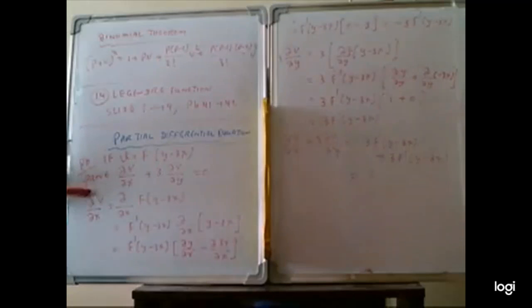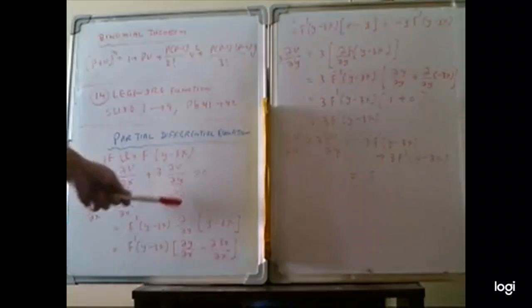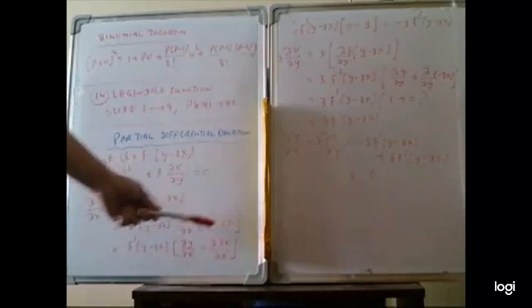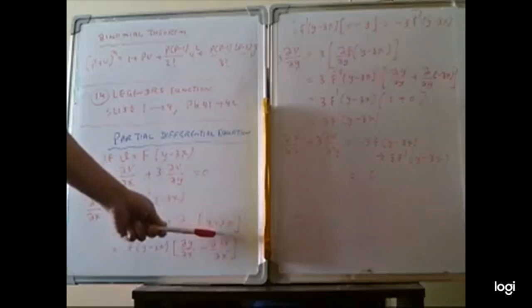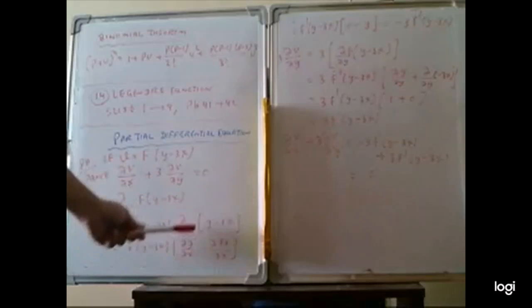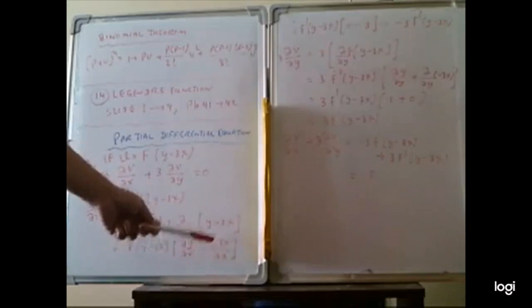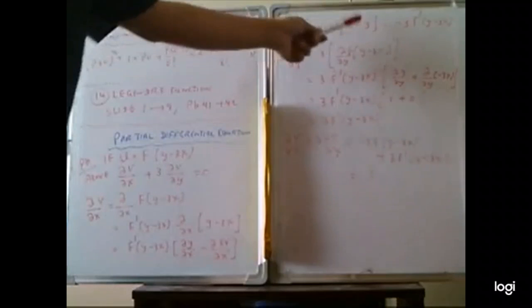So firstly, you partially differentiate with respect to x. So the del v by del x is del by del x of f of y minus 3x. So you differentiate f of y minus 3x and it becomes f dash of y minus 3x, and del by del x of y minus 3x. So that will be del y by del x minus del 3x by del x. So del y by del x is 0, minus del 3x by del x becomes minus 3. So that will be minus 3 f dash of y minus 3x.